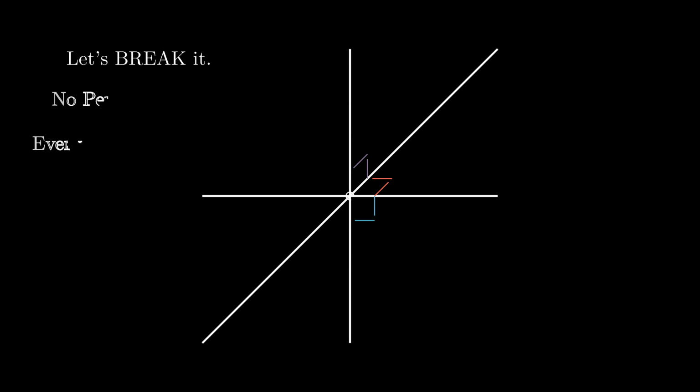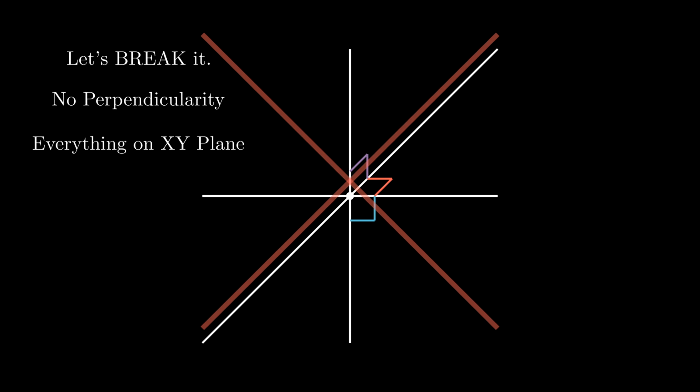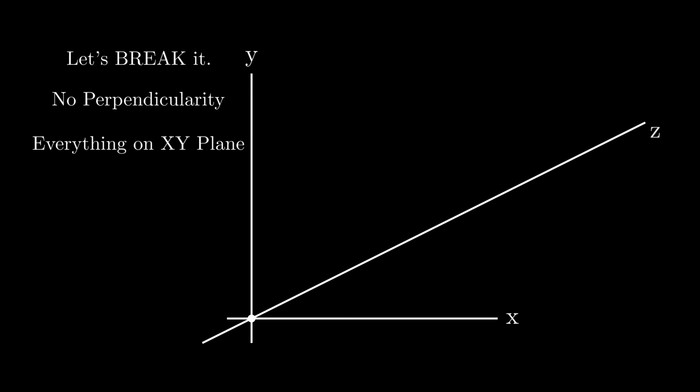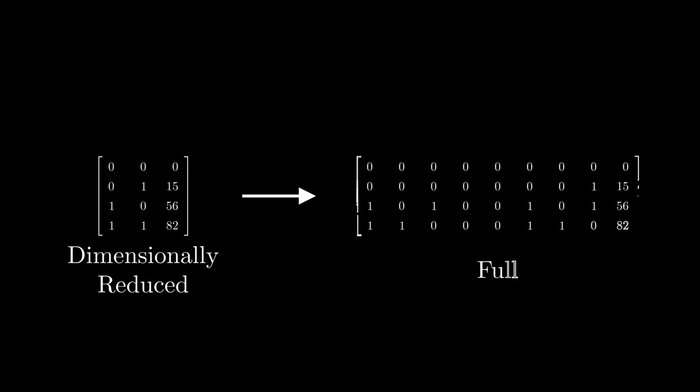Since I already decided to break one rule, let's break this one too. What if perpendicularity didn't have to hold, and we decided to have every dimension on the xy plane? This way, we can fold dimensions and squeeze in the axes. Then I don't have to rely on methods of dimensionality reduction. I can use the data in its entirety.